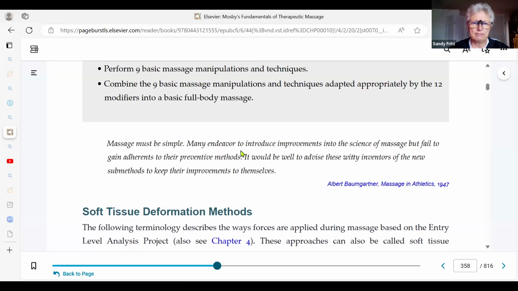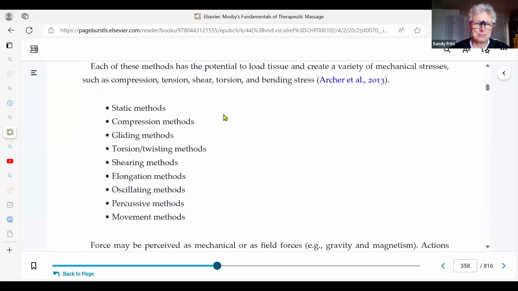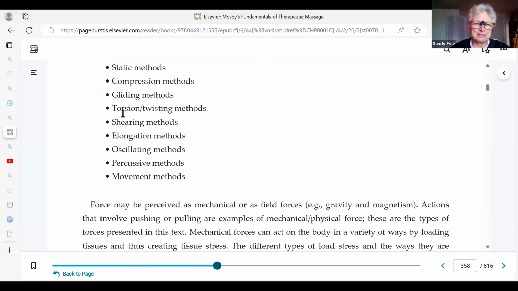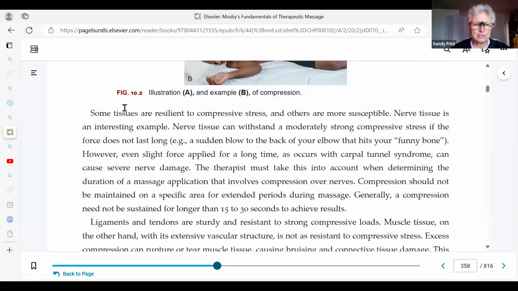This is one of my most favorite forever quotes. Massage must be simple. Many endeavor to introduce improvements into the science of massage, but fail to gain adherence to their preventative methods. It would be well to advise these witty inventors of new sub-methods to keep their improvements to themselves. Okay, so soft tissue deformation, that is what we do. Here are the various methods that we use to do that. Each of them is going to be described with illustration.